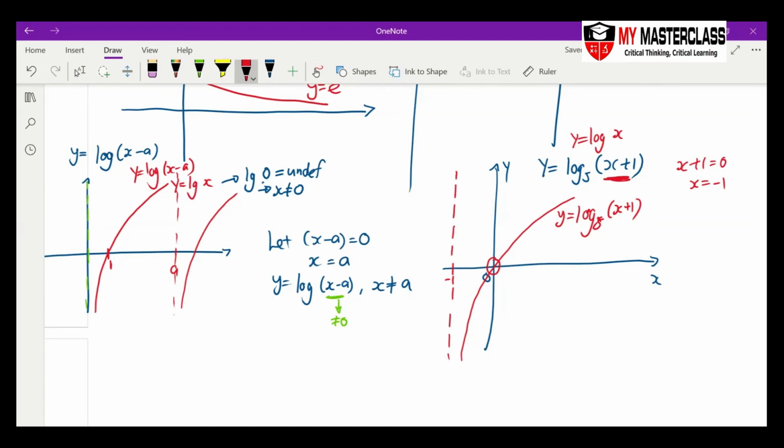Okay, so when y equals to log x, it's supposed to cut at 1. So the original graph was like that. This is y equals to log base 5 x. So when you move back by 1, this guy will cut the 0. Okay, another way is that because it's on the x-axis, you just let y equals to 0, you can also get it.